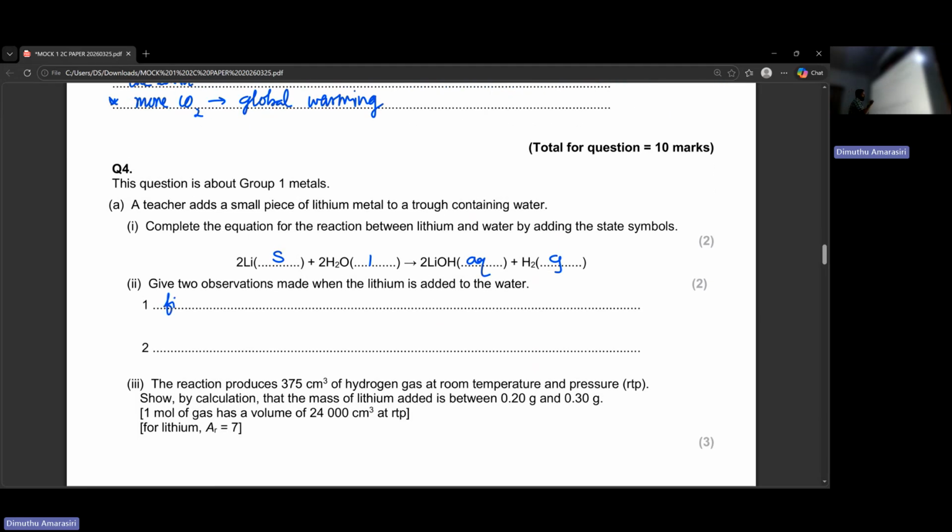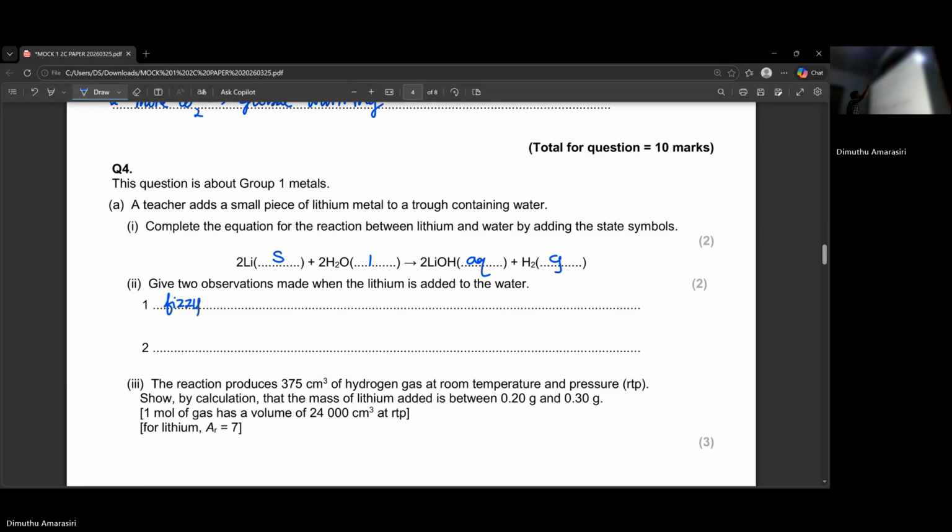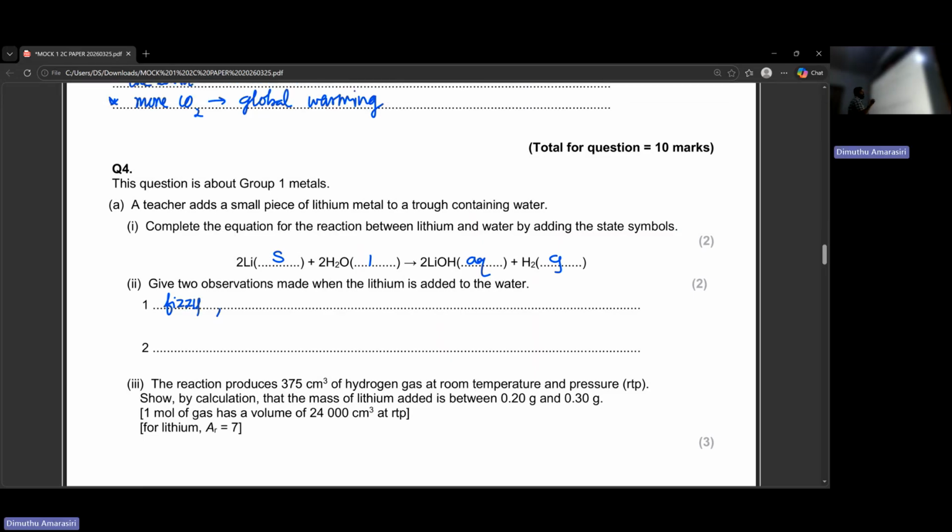If they have said that you can't write, it's over the surface. I wrote it starts moving around. Correct. So they had this exact same question in the paper. Was it? Yeah. We should have done this yesterday, no? Except for the equation, I think we had give 3 observations.